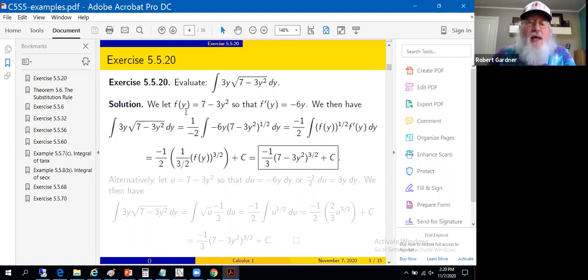If we let f of y be 7 minus 3y squared, that's the thing under the square root, then f prime of y would be negative 6y. Derivative, not differentials. We'll do it that way here in a second. Is this of the form f of y to a power times f prime of y? Well, it's close. We've got 3y, not negative 6y, but we can fix that.